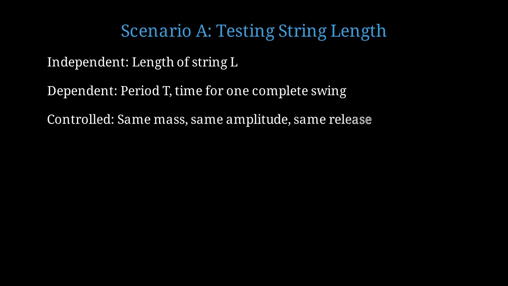Controlled variables. Use the same mass for all trials, pull it back to the same angle each time, release it the same way, conduct all tests in the same location to ensure g is constant.